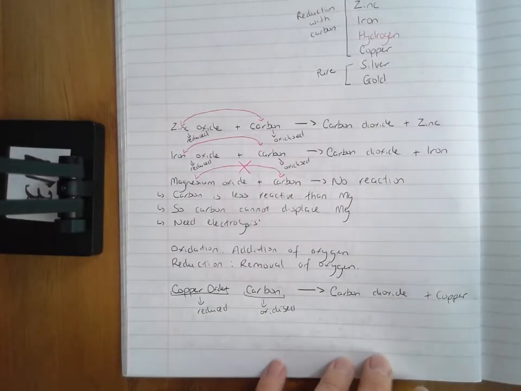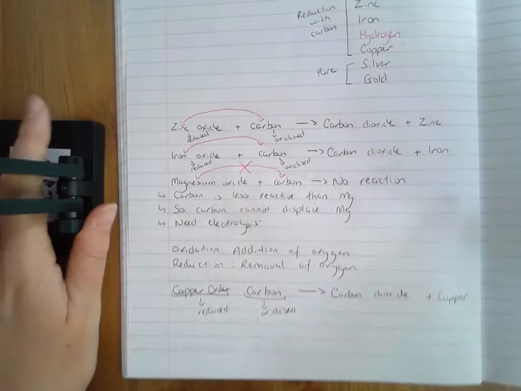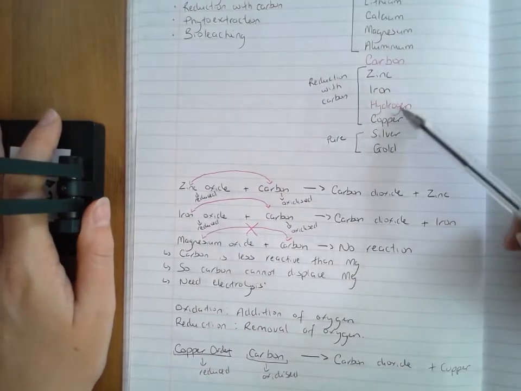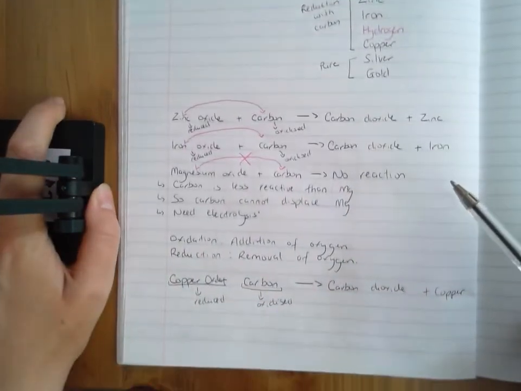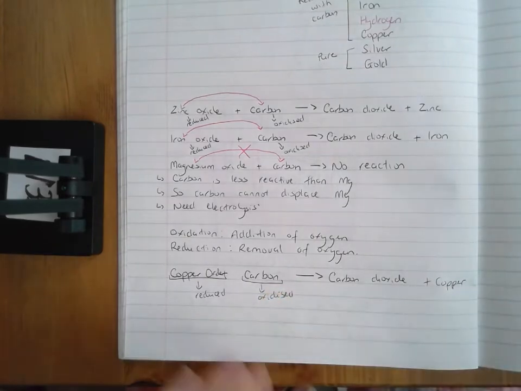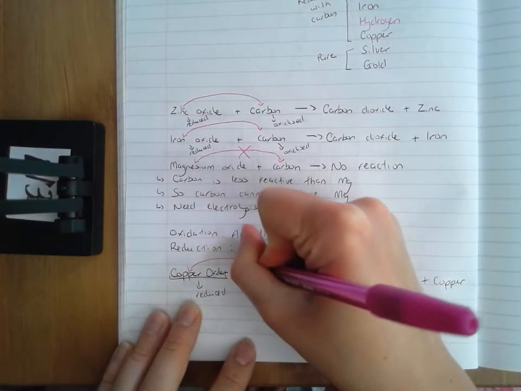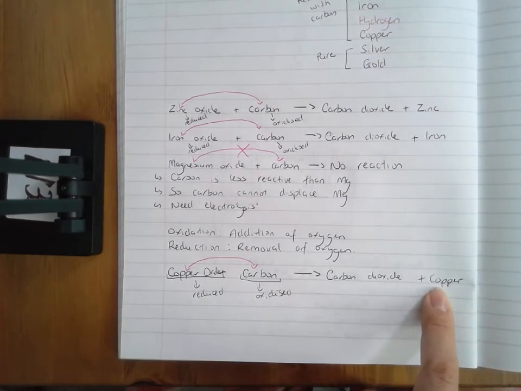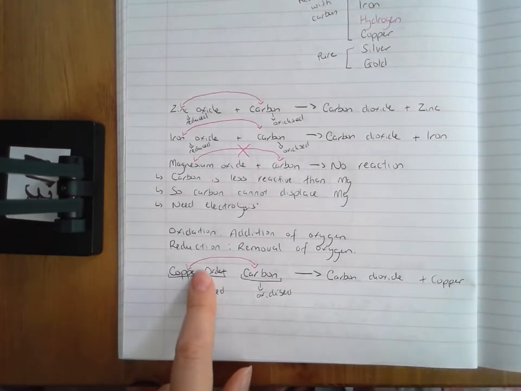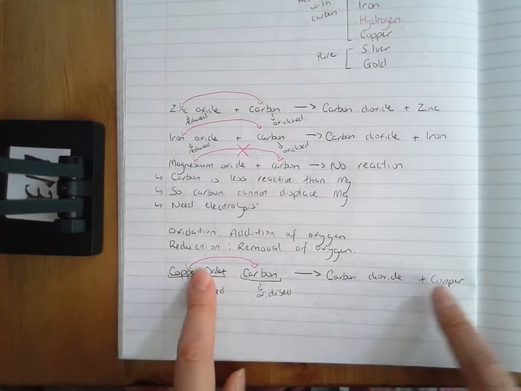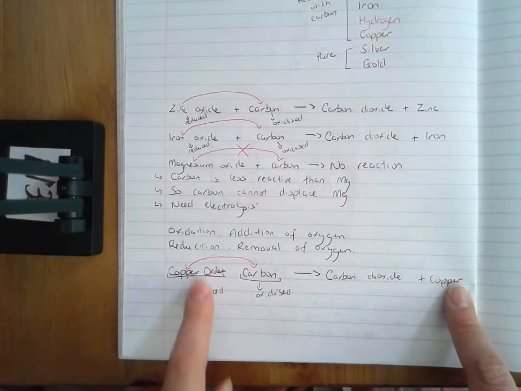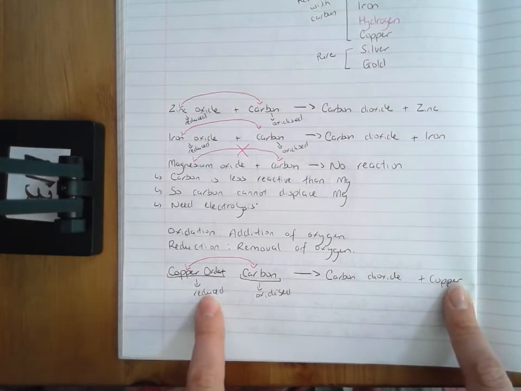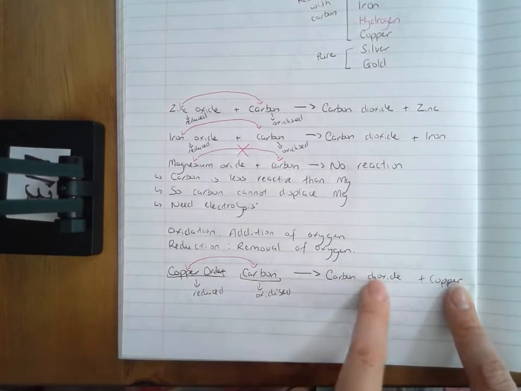So your equation should look like this. Carbon, if we look up here, is more reactive than copper, so carbon can take copper's place. So carbon and copper are going to swap places, leaving you with carbon dioxide and copper by itself. Copper oxide is losing oxygen. You're going from copper oxide to copper, so copper oxide is losing oxygen. So I say copper oxide is reduced, and then carbon, once again, is gaining oxygen.